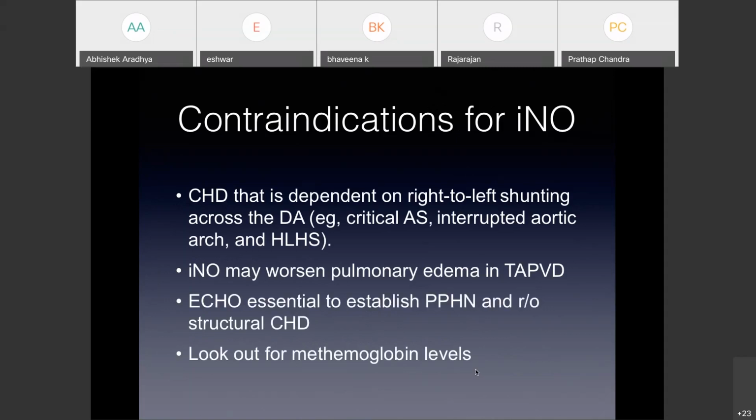And keep a lookout for your methemoglobin levels. If it is going above 5, I would start reducing the nitric. On the other hand, if it is going above 10, I think Dr. Abhishek mentioned this at the beginning of the talk. If it's going above 10, I would even stop the nitric because you will only make it worse.